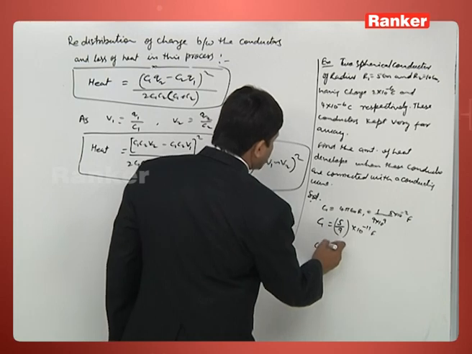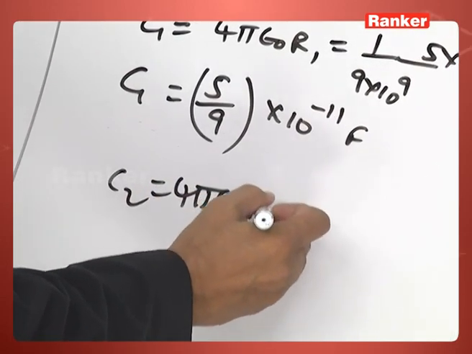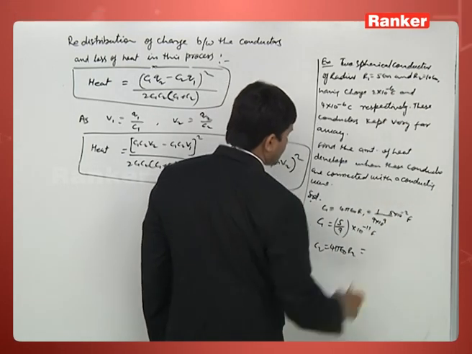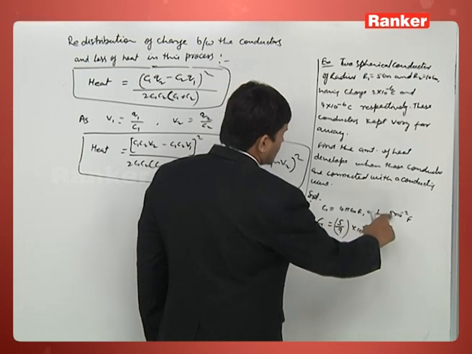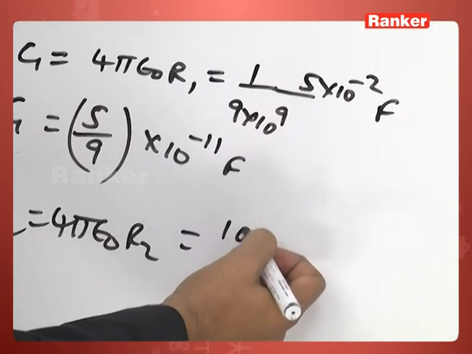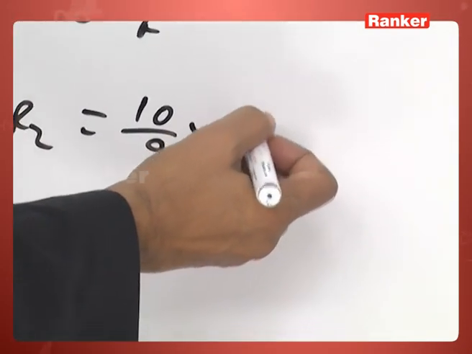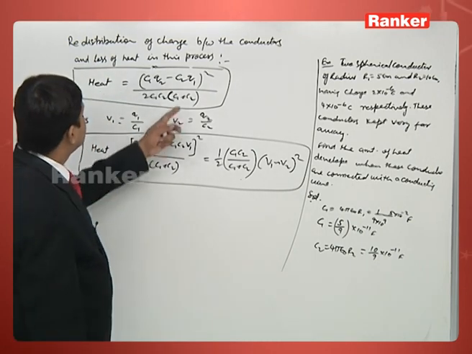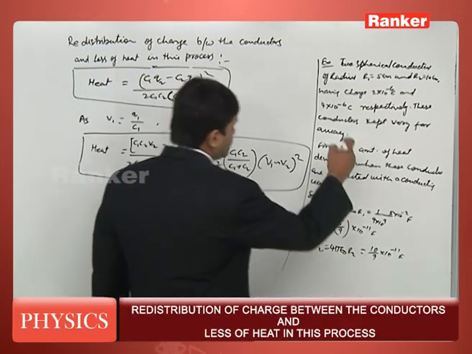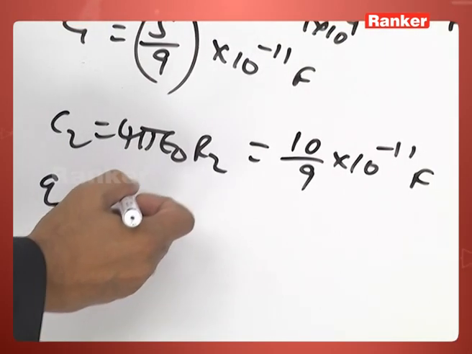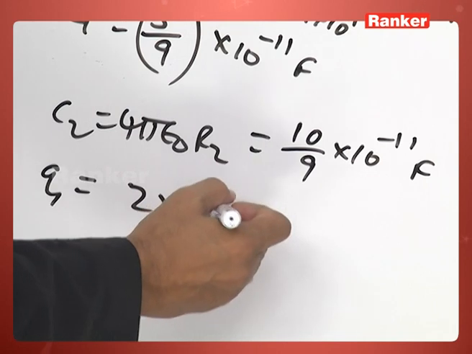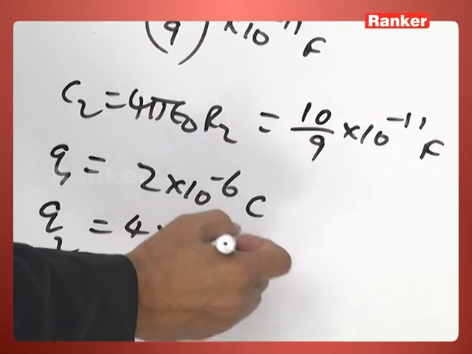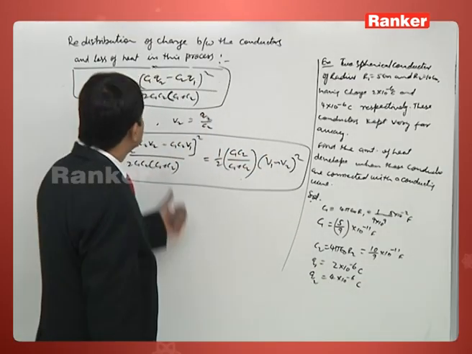Similarly, C2 is 4 pi epsilon naught R2, and R2 value, the radius, is here 10. So this will be 10 by 9 into 10 power minus 11 farad. These are the values of C1, C2, and their charges are also given, Q1 and Q2. Q1 is 2 into 10 power minus 6 coulomb, while Q2 is 4 into 10 power minus 6 coulomb. Just substitute the values.